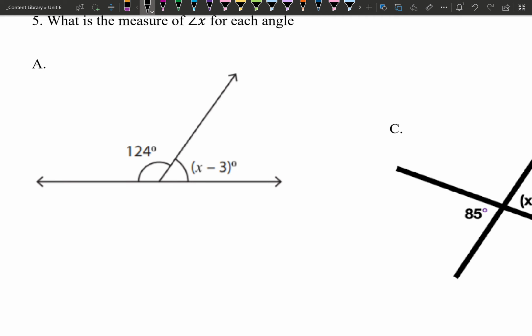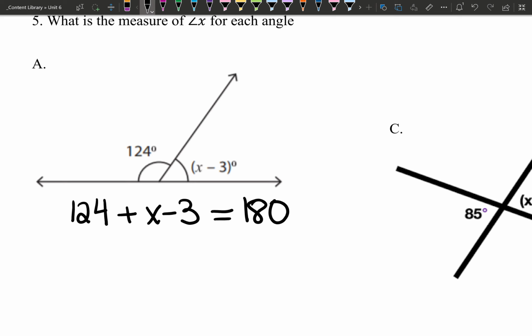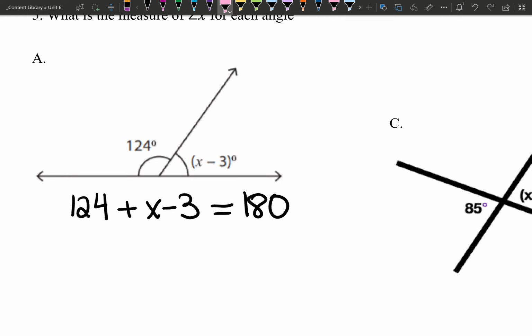Okay, so we have the measure of the angle on the left, 124, plus the measure of the angle on the right, x minus 3. Together, they form a straight line that gives us 180 degrees. Let's color code just a tiny bit. Got 124 and x minus 3 from here. And I got this 180 because it is a straight line.